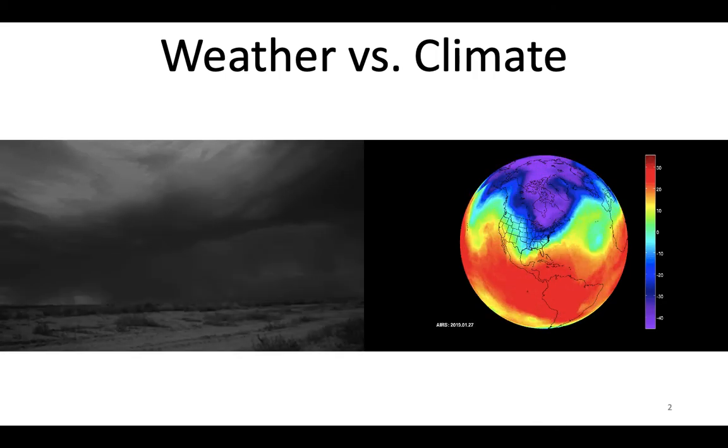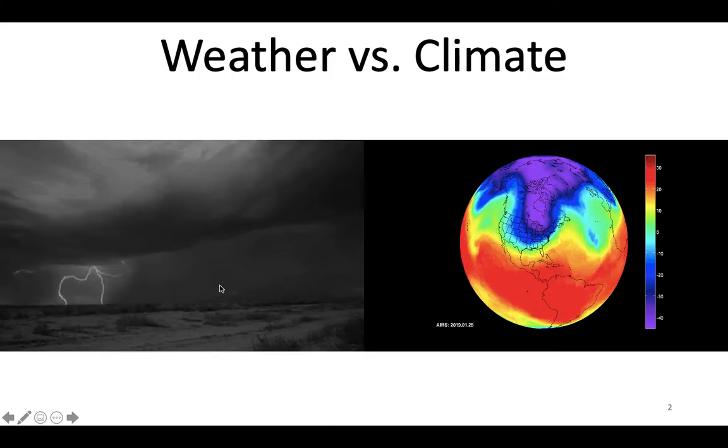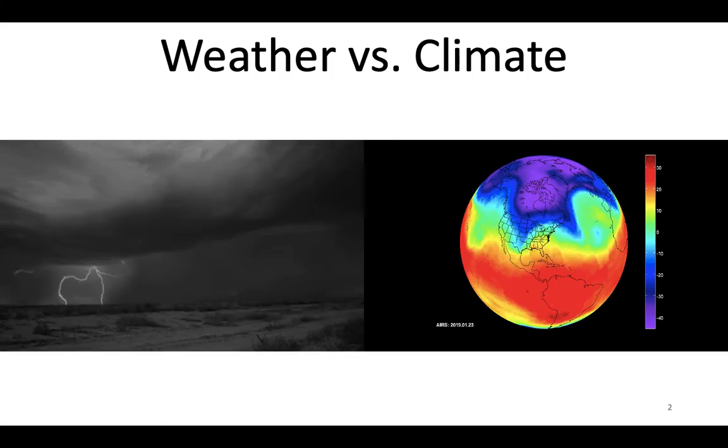So I'll repeat that definition of weather again, so you don't have to rewind. Weather is a combination of temperature, humidity, precipitation, wind, cloudiness, and other atmospheric conditions occurring at a specific place and time. So this GIF I have here, this is weather because this is at a specific place and time.